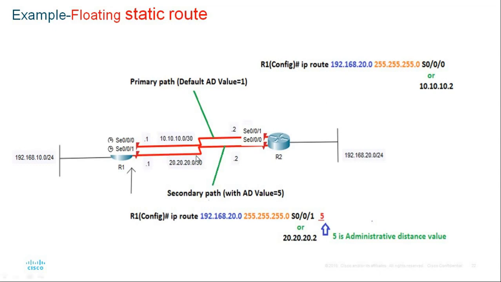But if you go for the secondary path, check here: ip route to reach this destination 192.168.20.0. This is the secondary path, or backup path, or floating static route. Slash 24, 255.255.255.0. The exit interface here is serial 0/0/how much? Serial 0/0/1. And in the exam, they will provide what administrative distance value you have to give for the secondary. For example, I am given the administrative value 5. Just write serial 0/0/1 and then 5. This 5 is the administrative distance value.